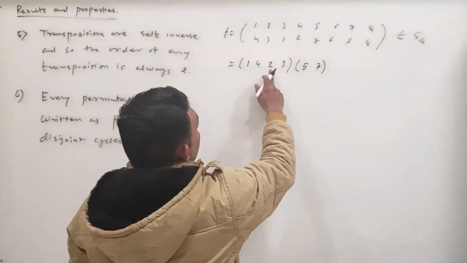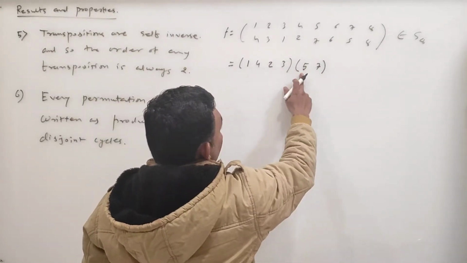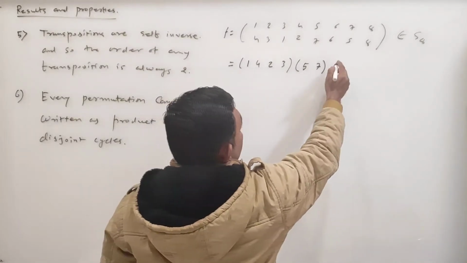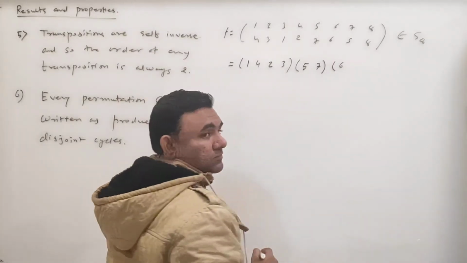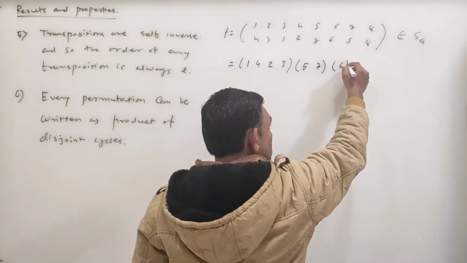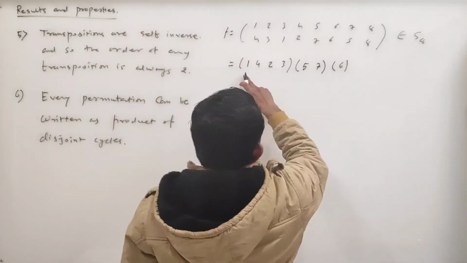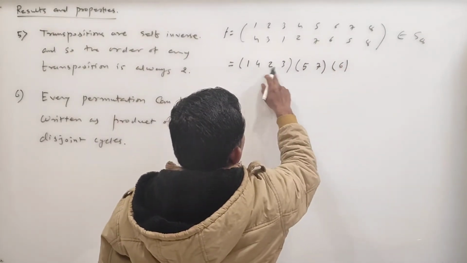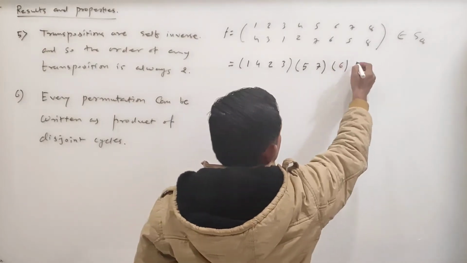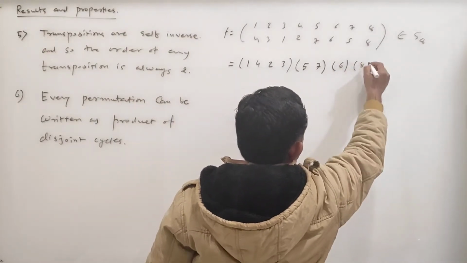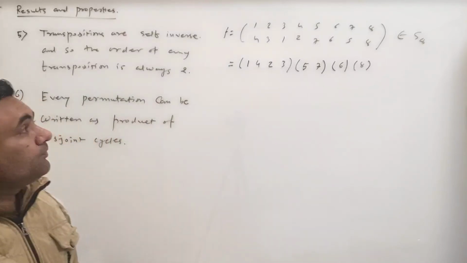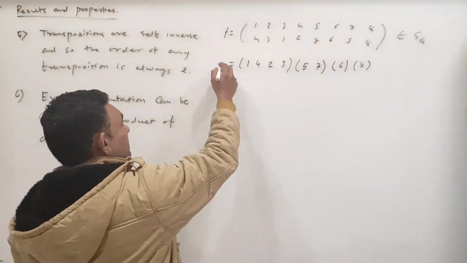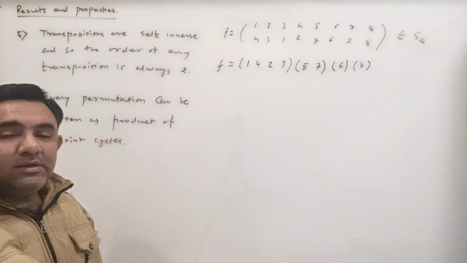Now 1, 2, 3, 4, 5 are covered, 6 is not, so you start with 6. Here 6 goes to 6, so stop. Then 1 to 7 are covered, 8 is missing, so you start with 8, 8 goes to 8, so stop. So this is my f.